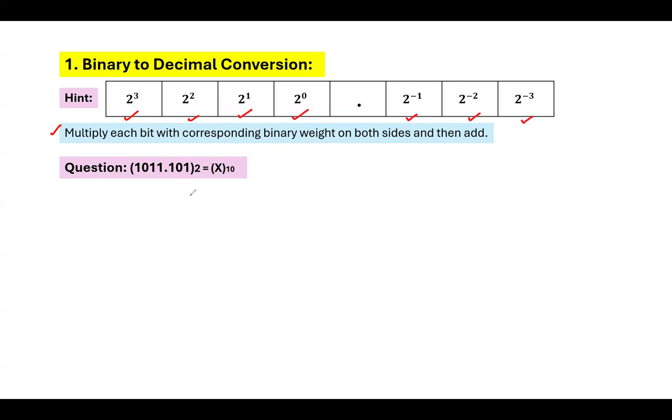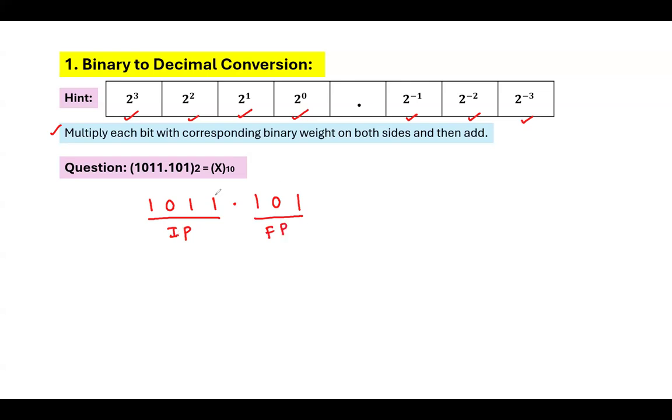So let us see one example. Here the given question is 1011.101 with base 2. We have to convert it into the decimal number system. To solve this problem, first let us rewrite the given binary value, 1011.101. In this, the left side part is the integer part, the right side part is the fractional part. The whole number itself is a floating number.